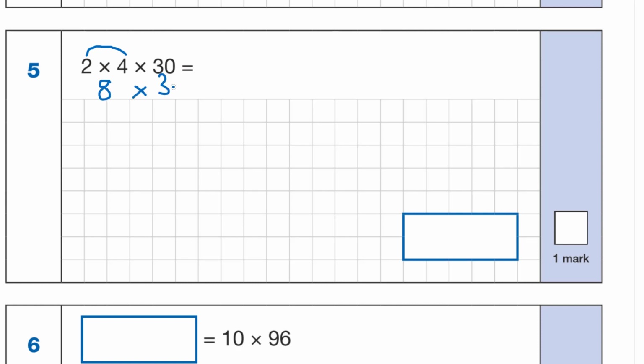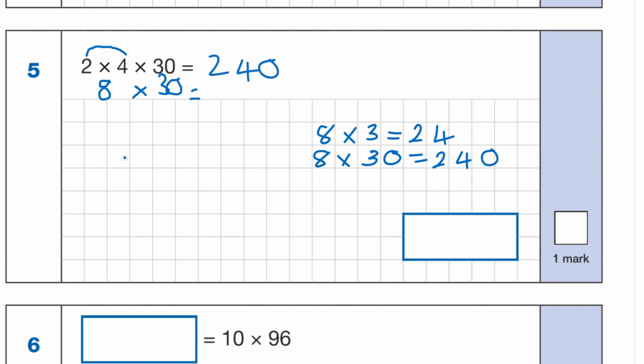And then for 8 times 30, you might want to do a short multiplication. But actually what I would be doing is, if I know what 8 times 3 is, 24, then I know that 8 times 30 is just going to be 10 times bigger, because 30 is 10 times bigger. So it's 24 tens, or 240. And that's my final answer, 240, which I must make sure I put down into my answer box. So my final answer is 240.